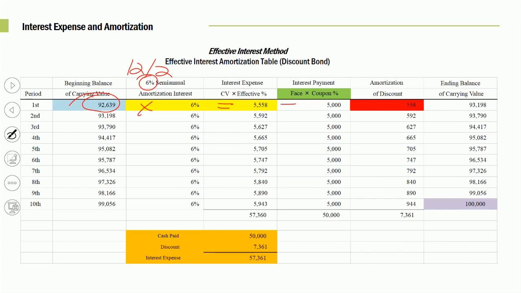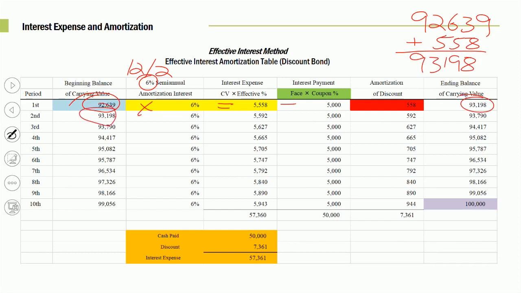So now my carrying value is no longer $92,639. We now add to it that $558. Where are we now? $93,198. That becomes our carrying value at the beginning of the next period. Constant rate multiplied by 6%. My interest expense, notice as my carrying value got pulled up, my interest expense got pulled up. Still writing a check though for $5,000. What's the $592? We just pulled up our carrying value by another $592 to $93,790. We keep repeating the process.